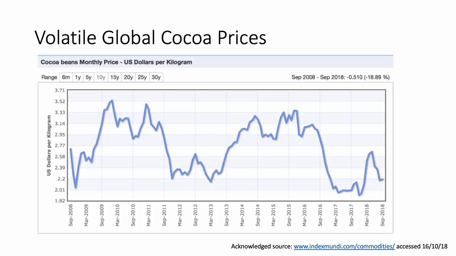Crucially, we're looking at this market because it's a great example of where there's a significant amount of price volatility. This chart, I think, really helps to show the extent of the fluctuations in price in the world cocoa market. The price has varied between $1.90 per kilogram to perhaps just over $3.50 per kilogram if we look at the price chart here over the last 10 years.